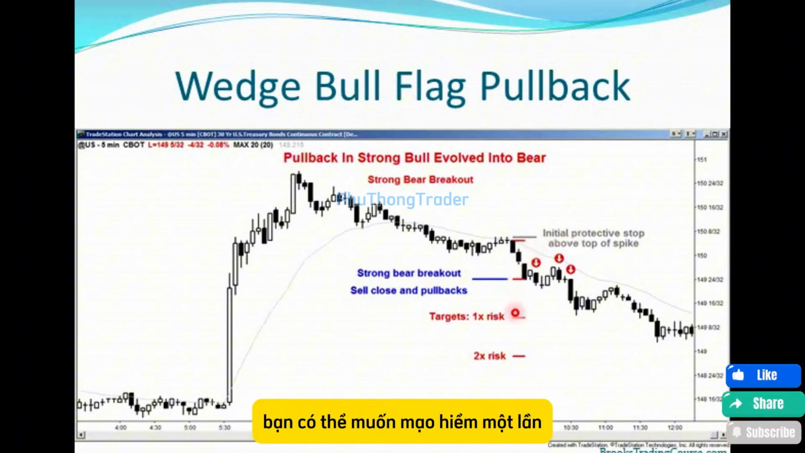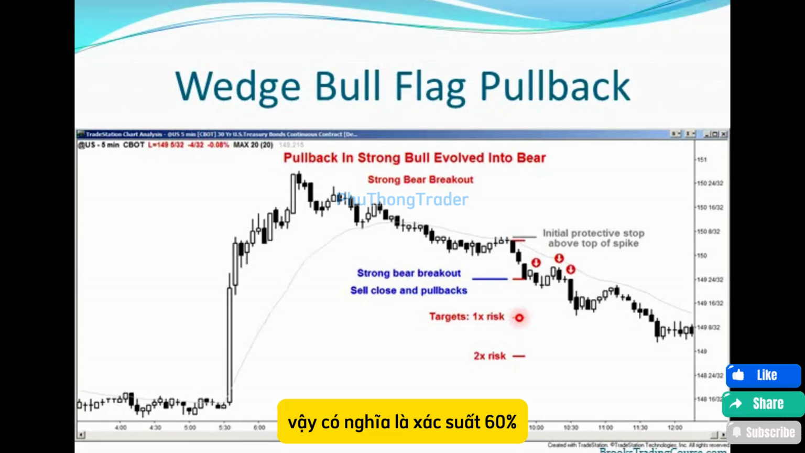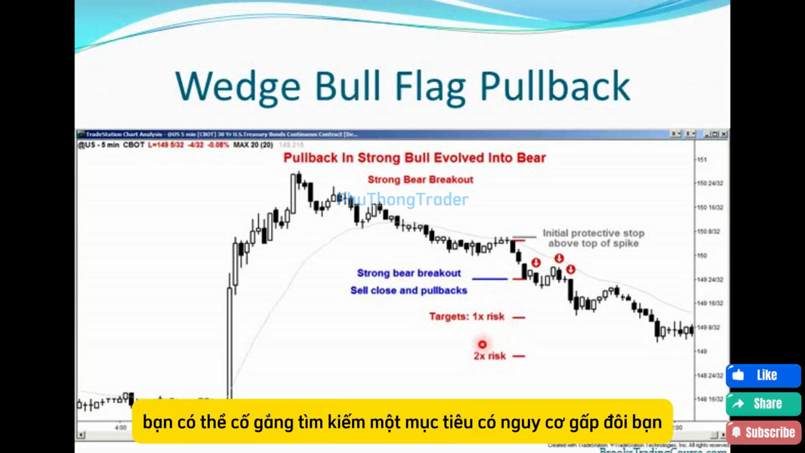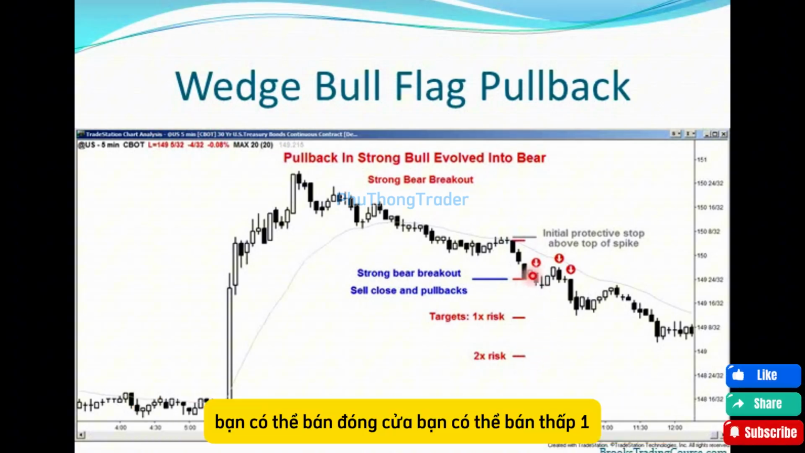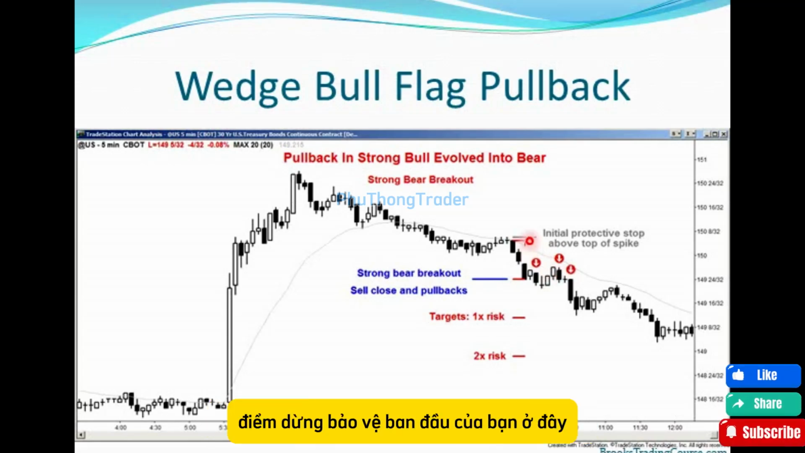Your initial target, you might want to go for 1 time the risk, which would be here, thinking that it's now a clear bear trend, so that means 60% probability. With 60% probability, you can go for a target that's just equal to your risk. If you want, you can try to go for a target that's twice your risk. You can sell closes, you can sell the low 1, you can sell the low 2, you can sell the triangle. It doesn't matter. Your initial protective stop is up here.